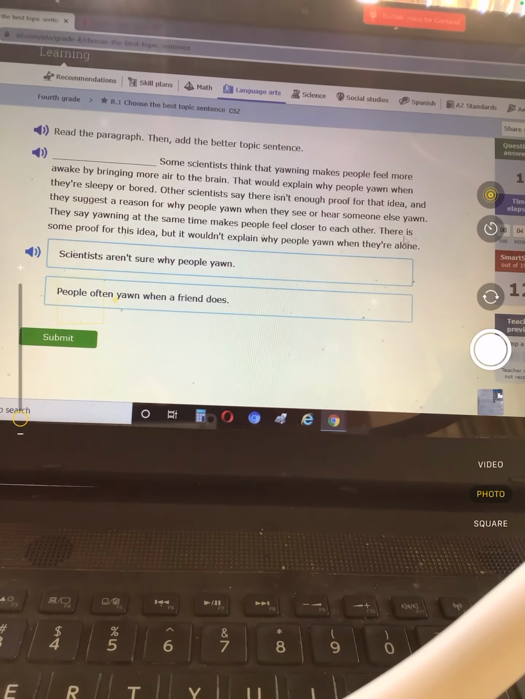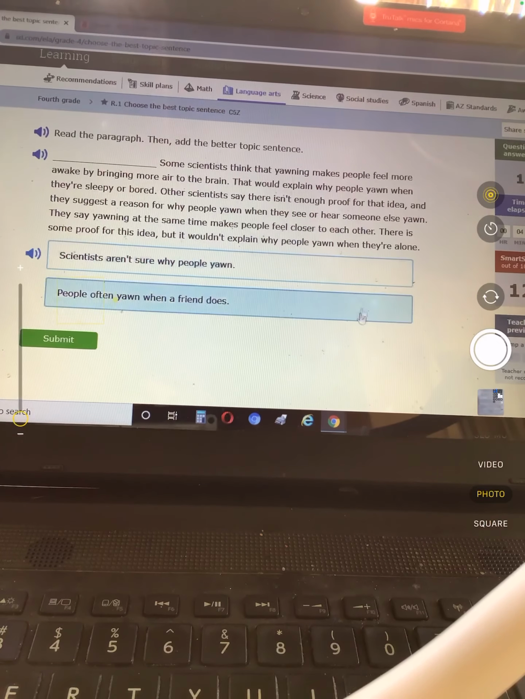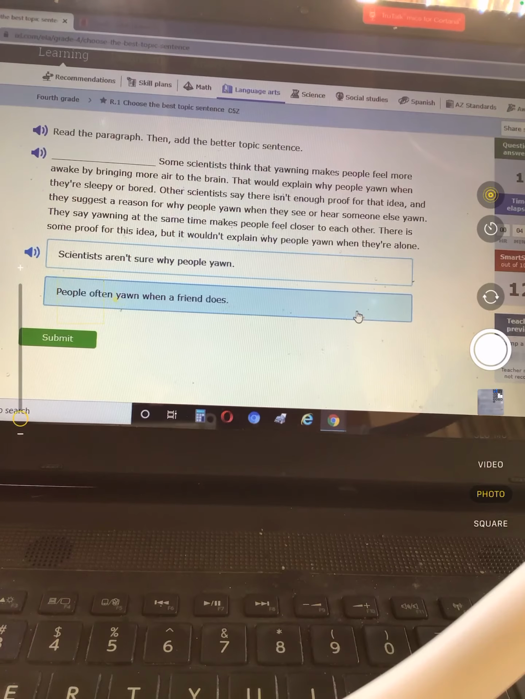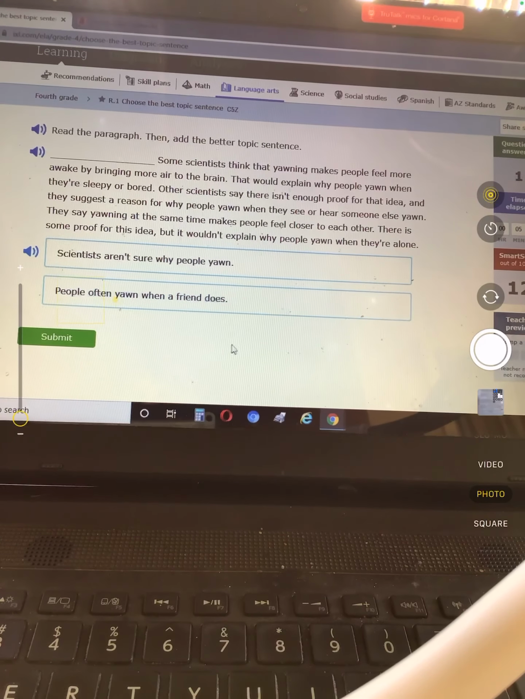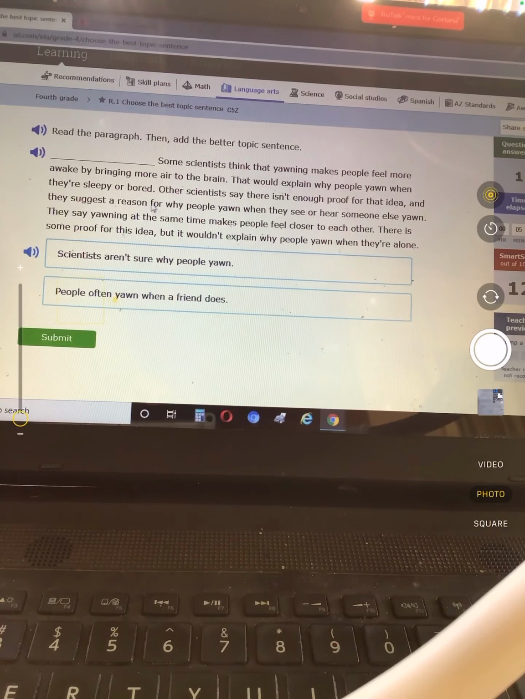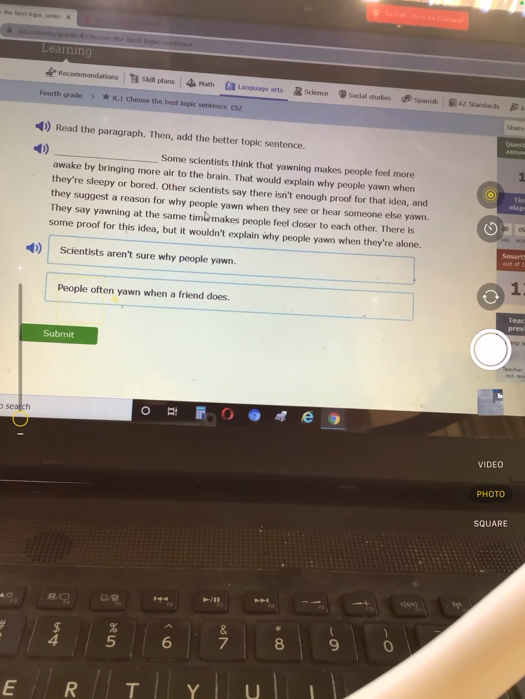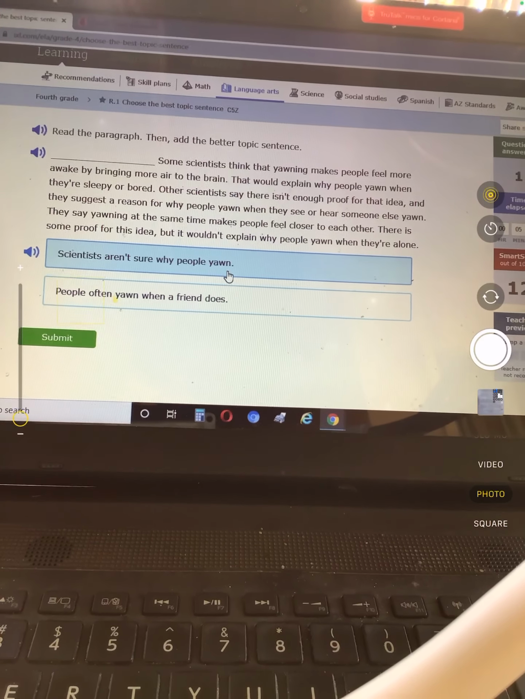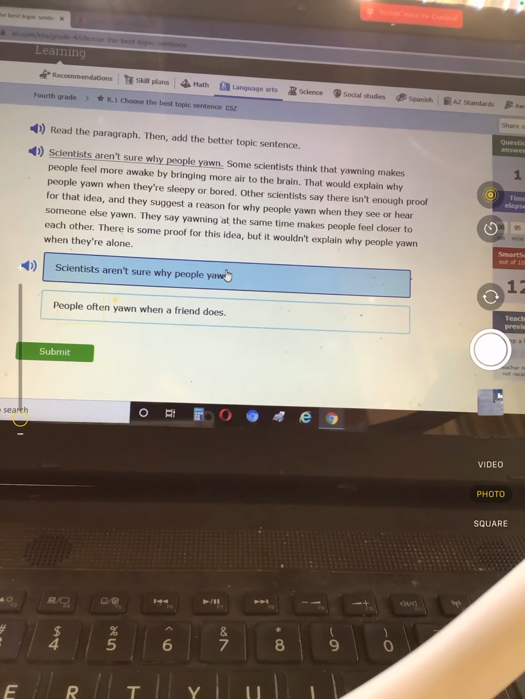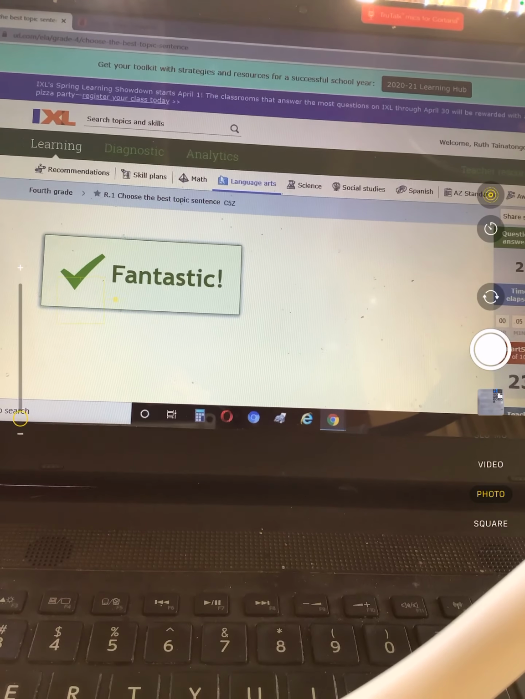Scientists aren't sure why people yawn. People often yawn when a friend does. It doesn't just talk about people yawning when a friend does, but it talks about different reasons. People yawn when they're sleepy or bored. It brings more air to the brain. They yawn when they see someone else yawning. So it talks about, people just aren't sure why we yawn. Okay, I'll do one more with you.